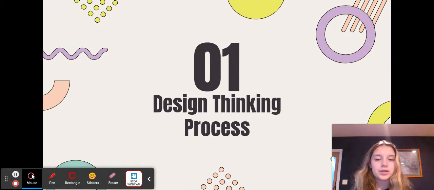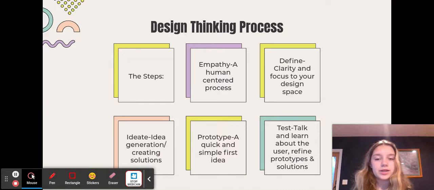The design thinking process. The design thinking process has five steps: empathy, define, ideate, prototype, and test. Empathy is the centerpiece of a human-centered process. The steps are to observe, engage, watch, and listen. Secondly, we have define. Define means bringing clarity and focus to our design space. We focus on the exact problem we are trying to solve and ask questions to narrow down our focus.